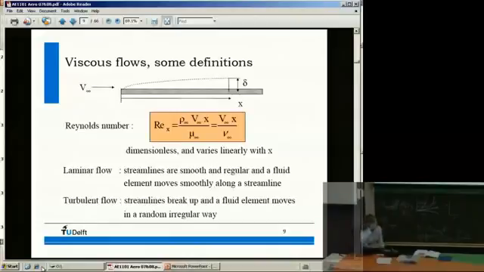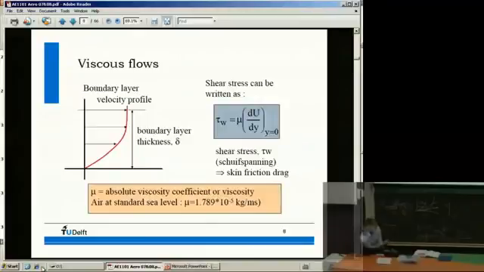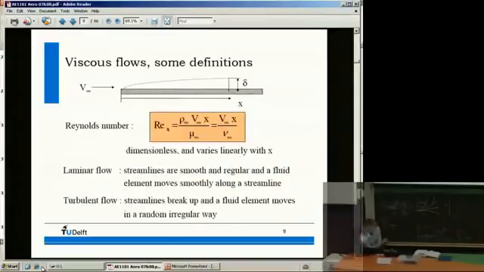To begin with, these have the same dimensions. So rho Vx has the same dimensions as mu. Rho Vx is kilograms per meter second, and this one's also kilograms per meter second. So this is a dimensionless number. What does it tell you?